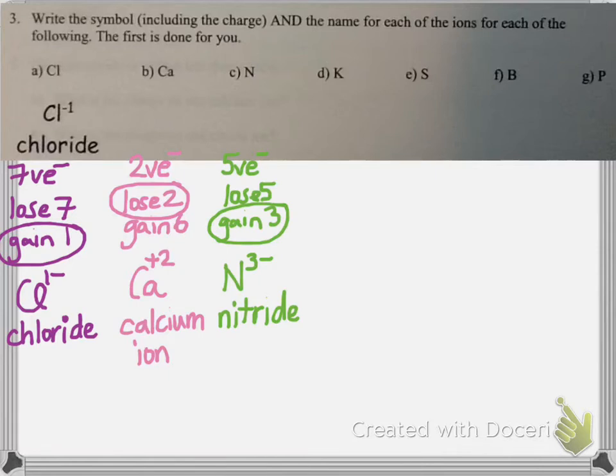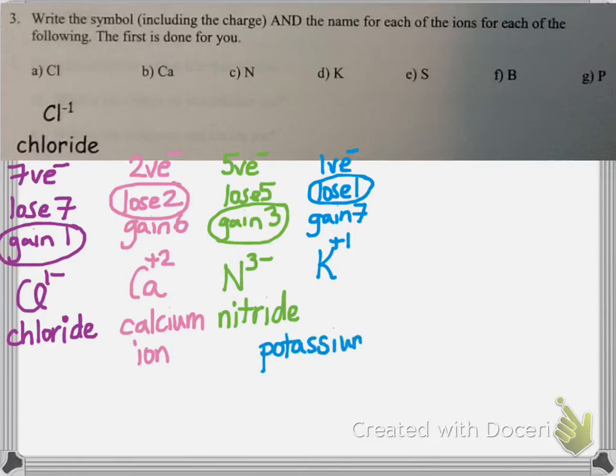Potassium. Potassium's in group 1A, so it has 1 valence electron. So it can either lose that 1 or gain 7 to be like a noble gas. If it loses 1, it's going to be like argon. If it gains 7, it's going to be like krypton. It's going to lose its 1 because that's the smaller number. So it's K with a +1 charge. And its name is potassium ion.